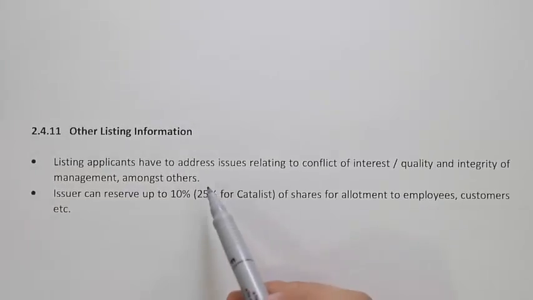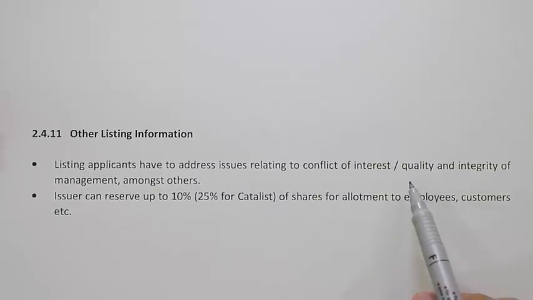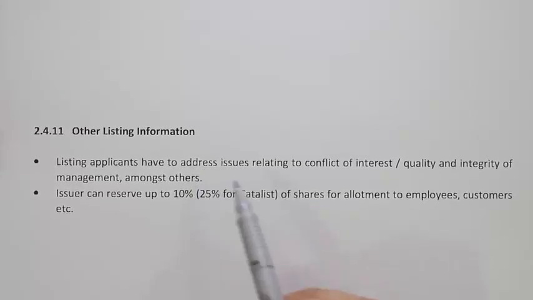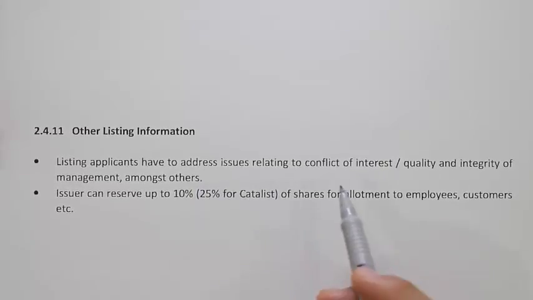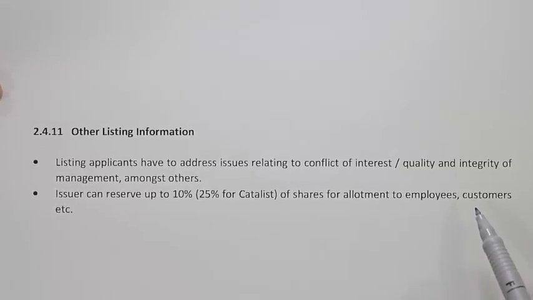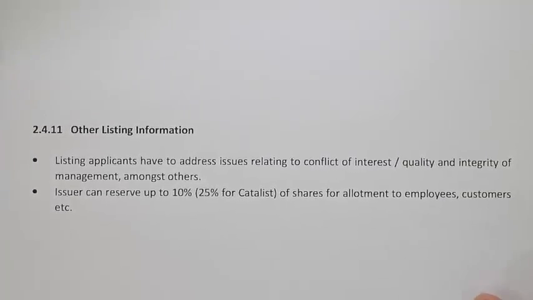What are other listing information that's needed? Listing applicants have to address issues related to conflict of interest, quality and integrity of management, amongst others. These are the things that they have to disclose, if there are any, before they list. Issuers can reserve up to 10%, or 25% for Catalist, of shares for allotment to employees, customers, etc. That means they can give shares to their own employees and their customers as a sweetener.